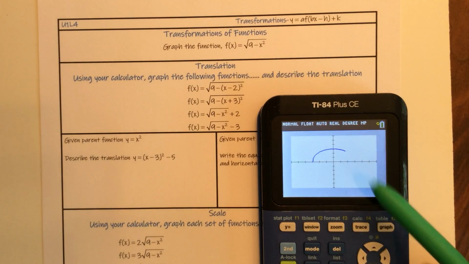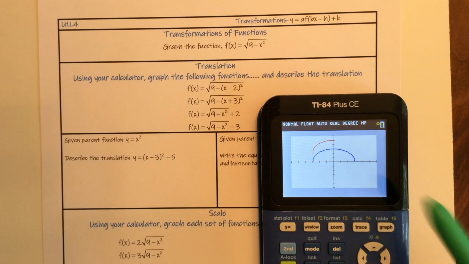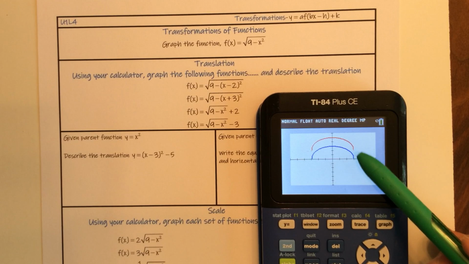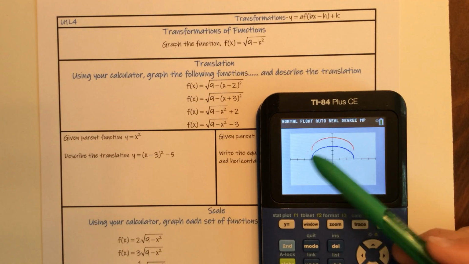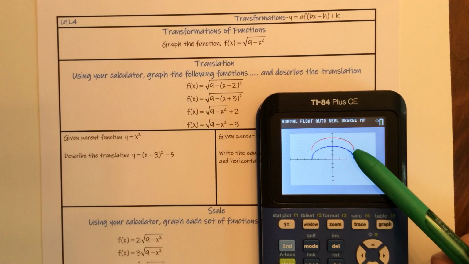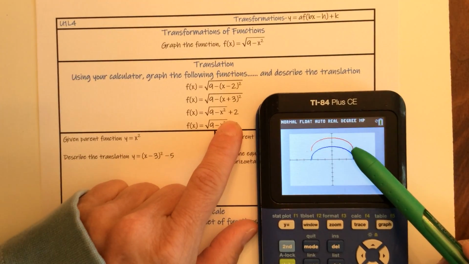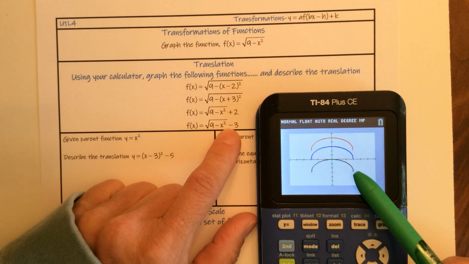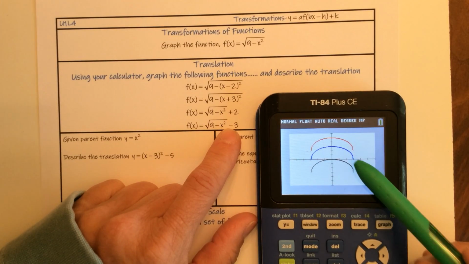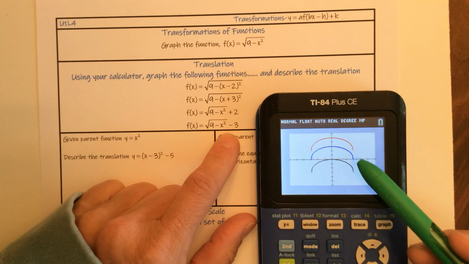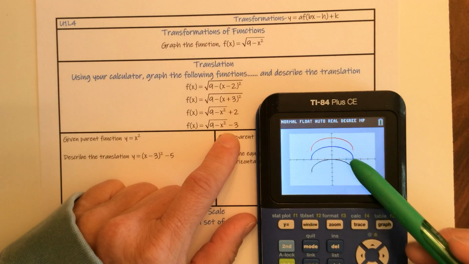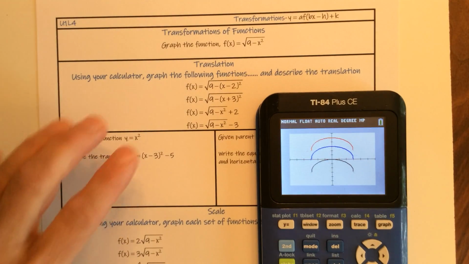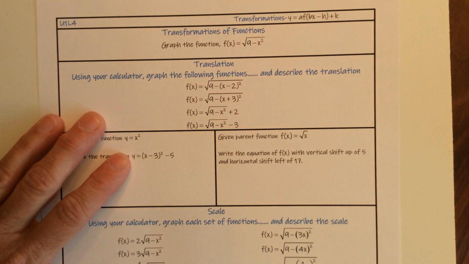So here's the original mom and daddy graph. Notice that this graph, the red, is the result of shifting the original blue graph up 2 units. And now I will continue with the next. And this last graph is the result of taking the blue graph and shifting every point on the blue graph down by 3.